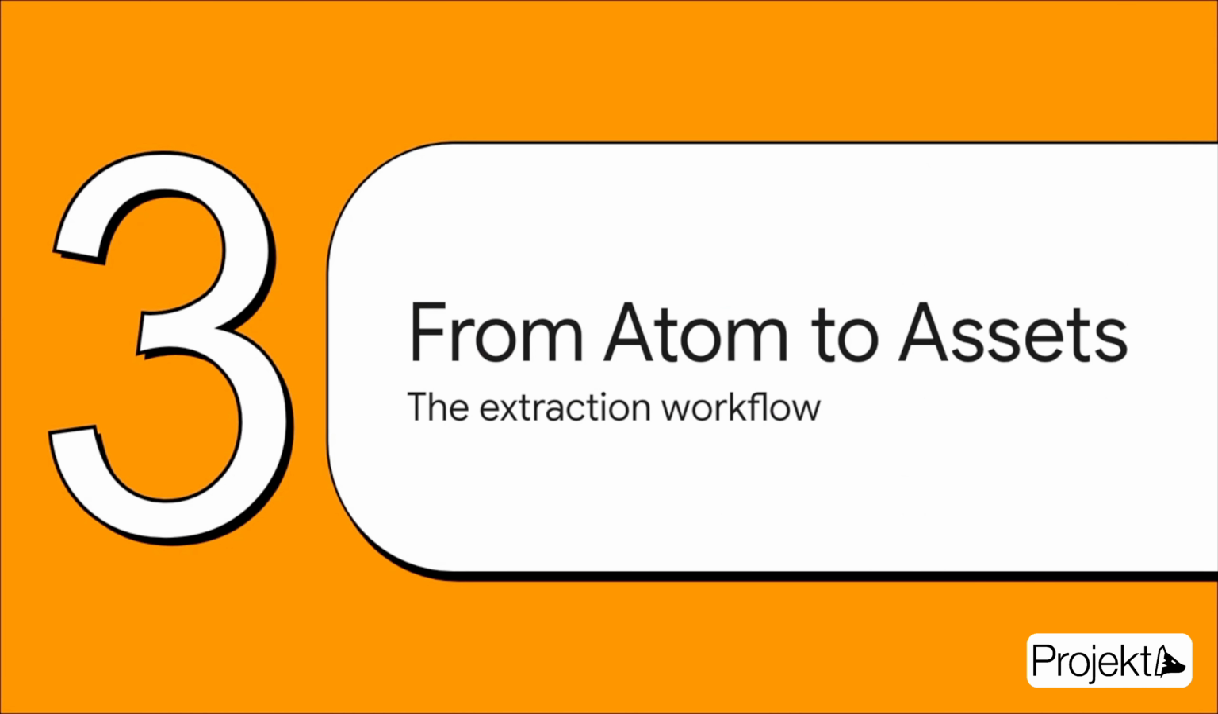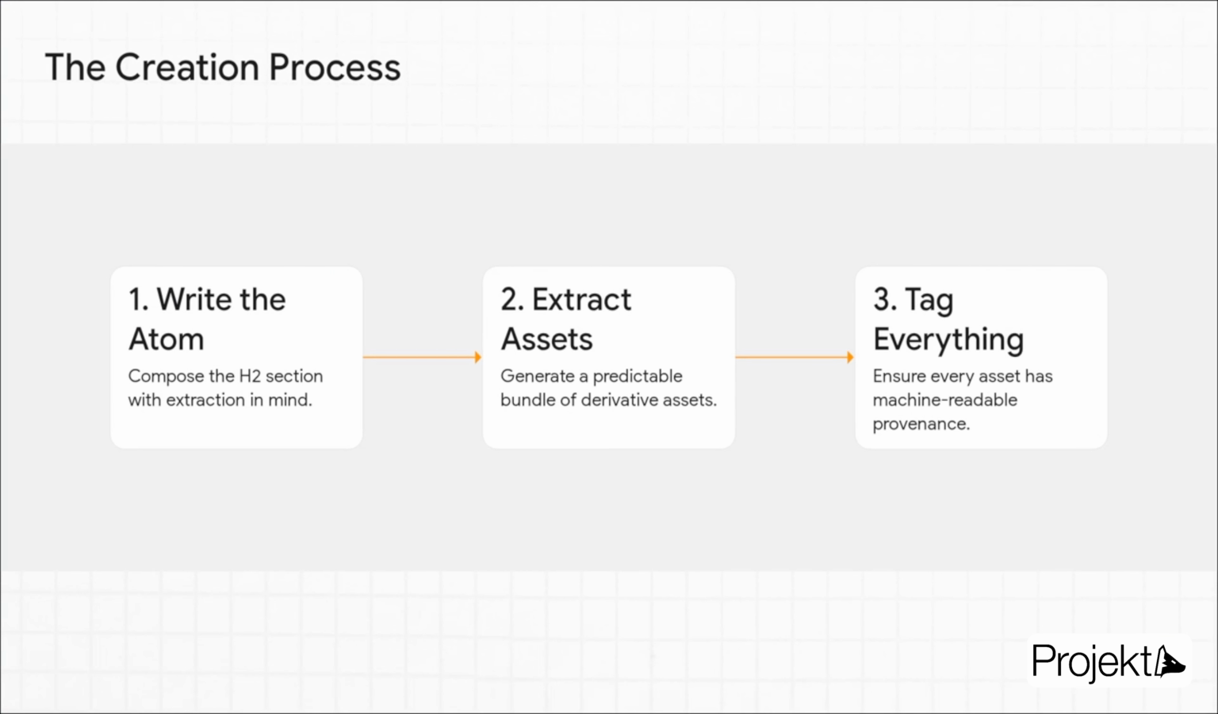Okay, so how do we actually do it? How do we go from this one little atom to a whole bundle of content? Let's get into the practical blueprint. The workflow is actually beautiful in its simplicity. First, you write the atom using those rules we just talked about. Second, you pull out a predictable set of assets from it. And third, you tag every single one of those new assets so you know exactly where it came from. Super simple.